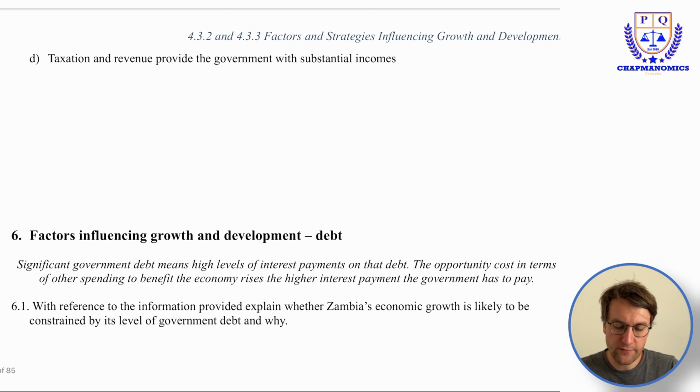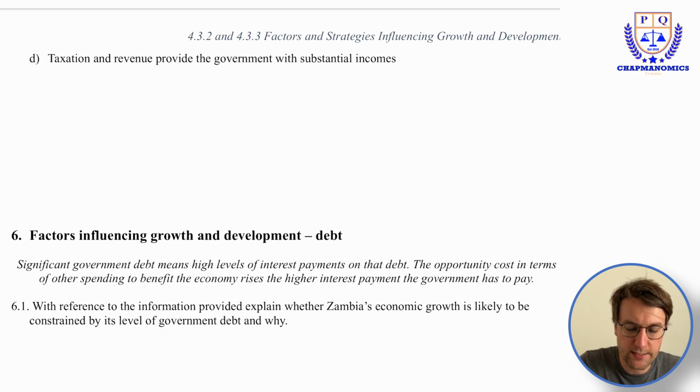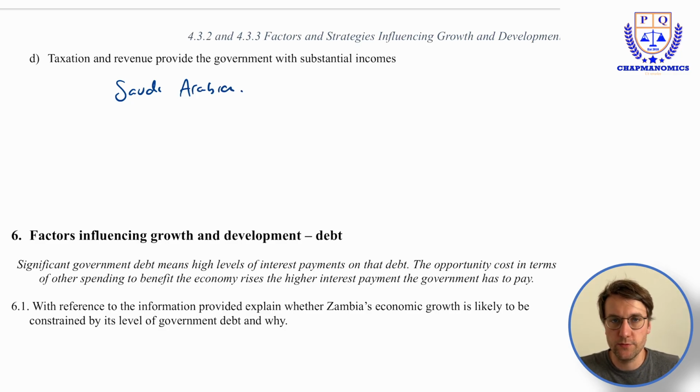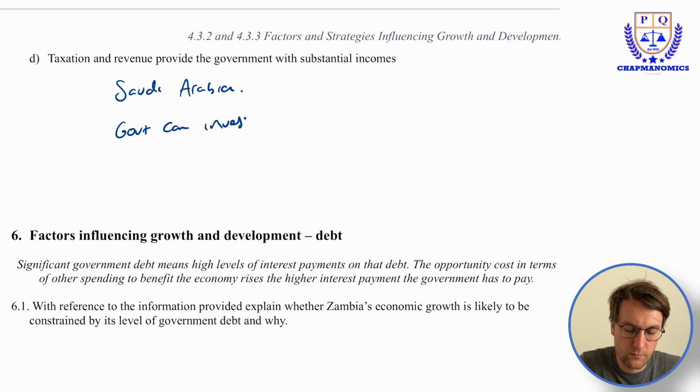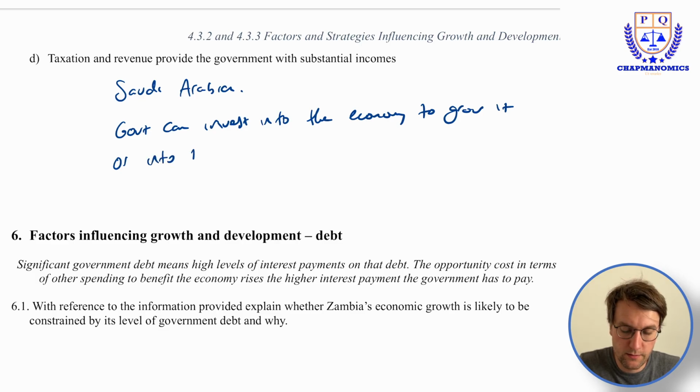And finally, if taxation and revenue provide the government with substantial income. So again, Saudi Arabia is a great example here, where if you are selling huge amounts of your primary products, you're able to get a decent price for them, and the government gets a lot of tax revenue, the government can invest either into the economy to grow it, or into, and again, we're thinking development here, healthcare and education, to develop the economy.